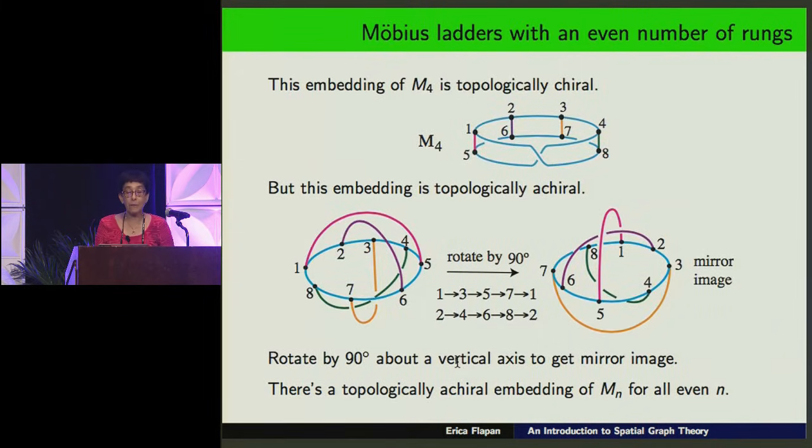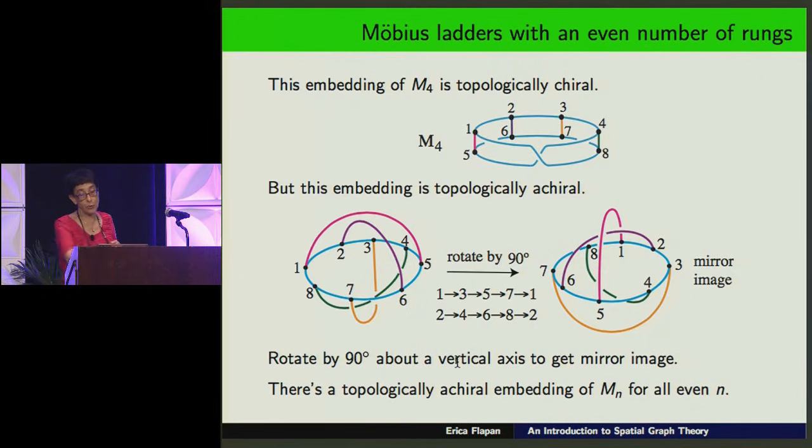And here I have M4, here I have an embedding at the top, which is topologically chiral. It turns out that no matter how many rungs you have, if you embed it so that it looks like a Mobius strip, it's going to turn out to be topologically chiral. John Simon proved that. But I also have another embedding, which is different. It may not be obvious that it's different, but it is in fact different than the above embedding, which is topologically achiral. And you can see the achirality by rotating the molecule by 90 degrees about a vertical axis.